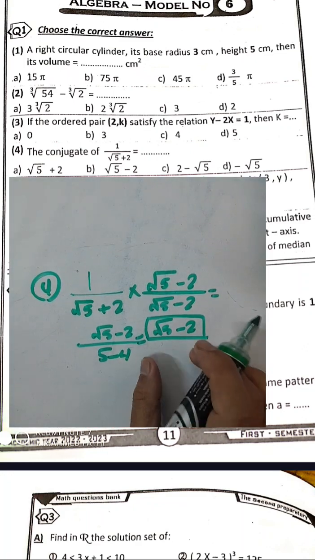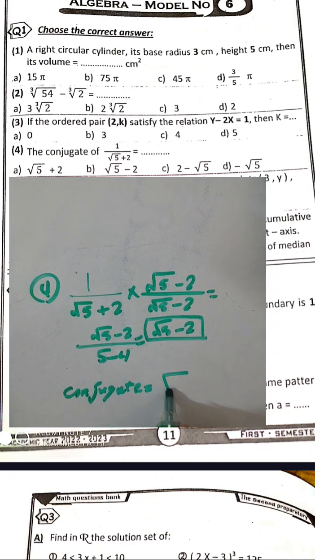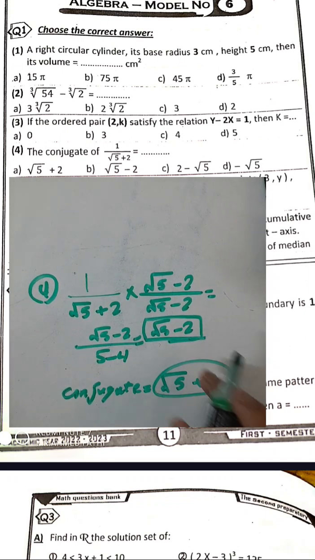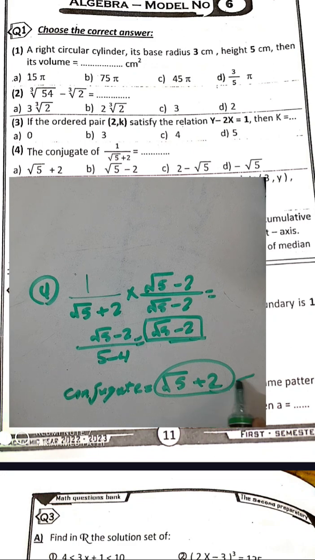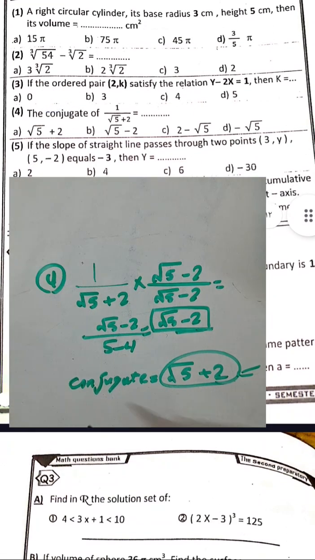But we want to find the conjugate. Then the conjugate will be root 5 plus 2. You must change the sign in this expression. Then the result will be root 5 plus 2. Choose letter A.